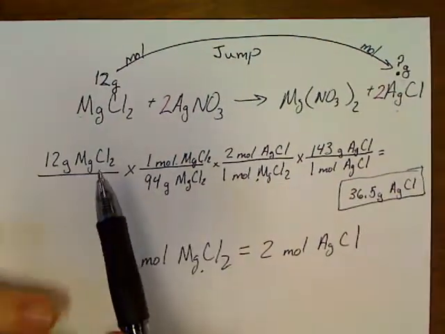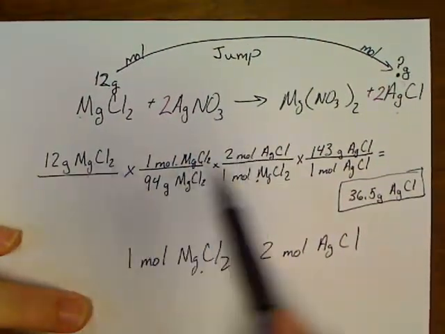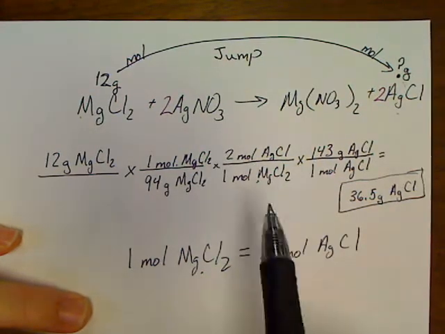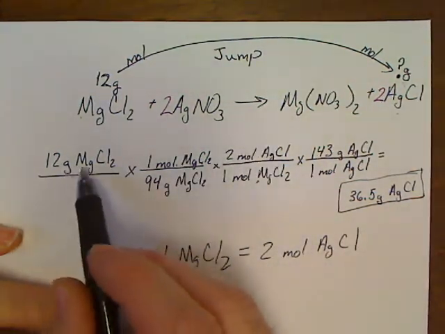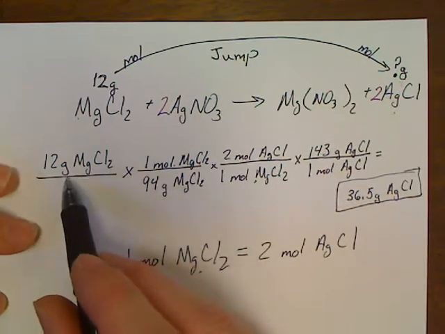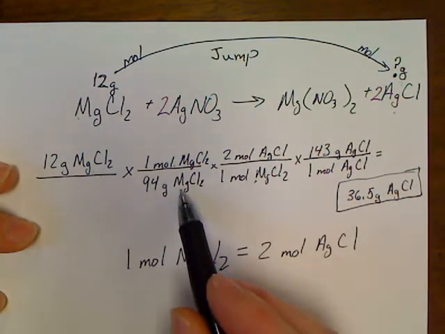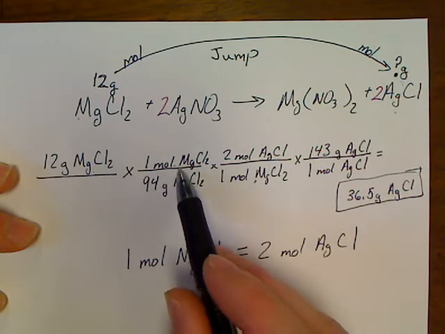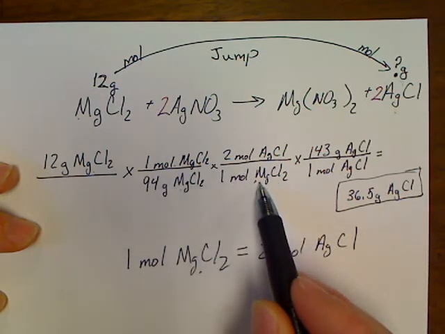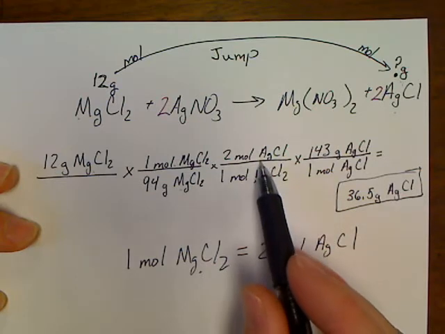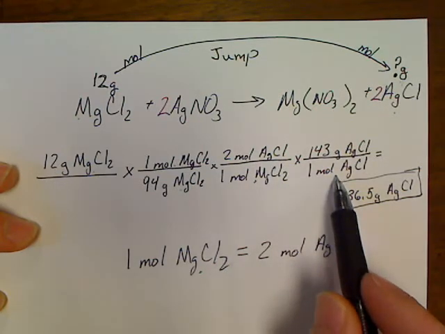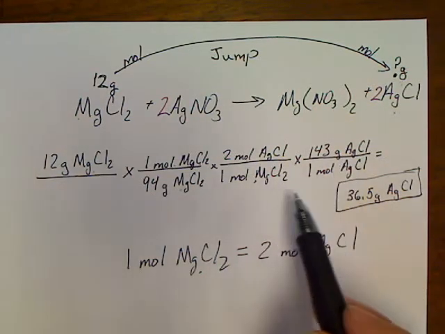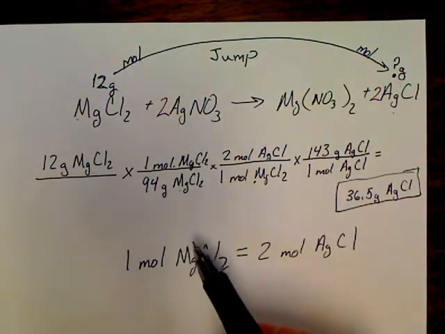Now, do something. Some teachers will have you mark all this stuff out as it cancels out. I don't like to do that. But just take a look. Grams, if you've got grams of MgCl2 here, you better have grams here. Grams to grams of MgCl2. Moles of MgCl2, moles of MgCl2. Moles of AgCl, moles of AgCl. It's just a way of looking to see if you've done this problem right.